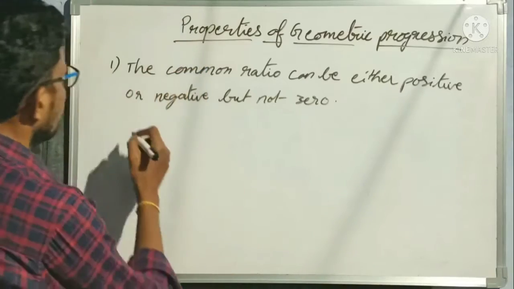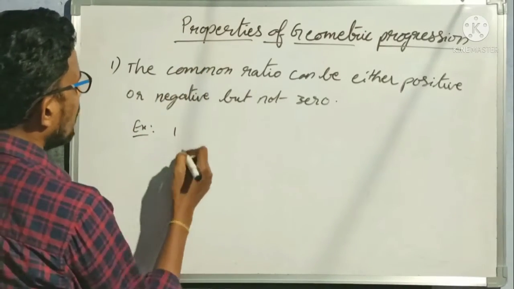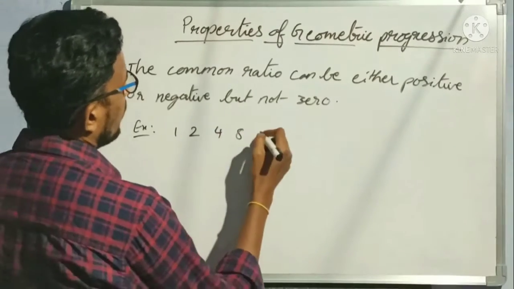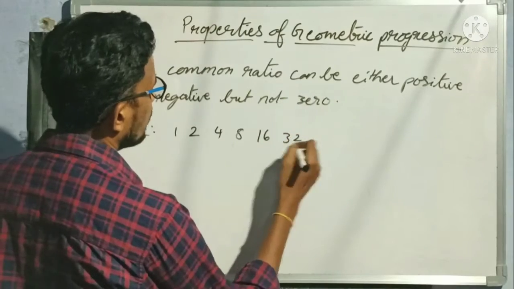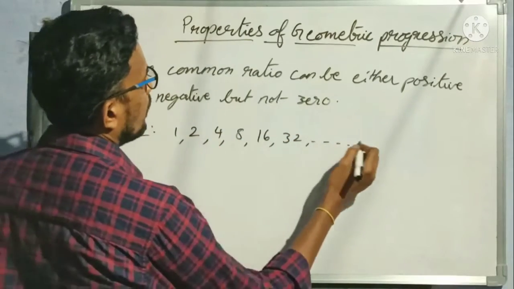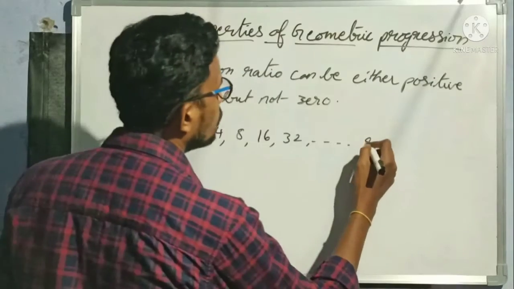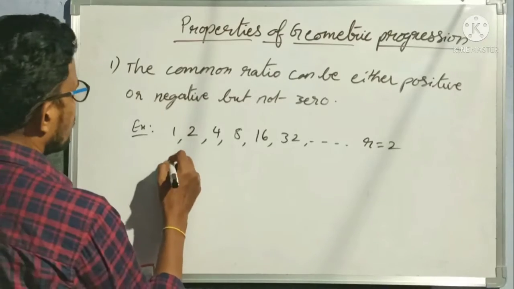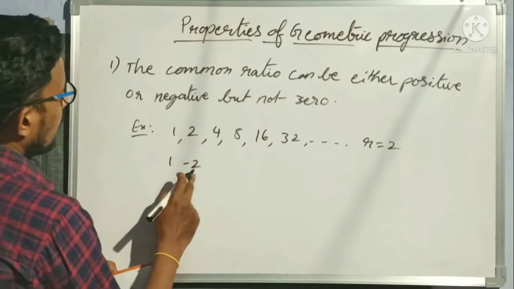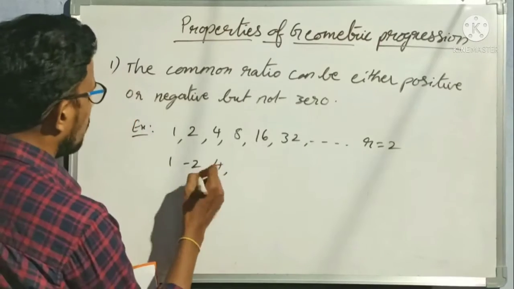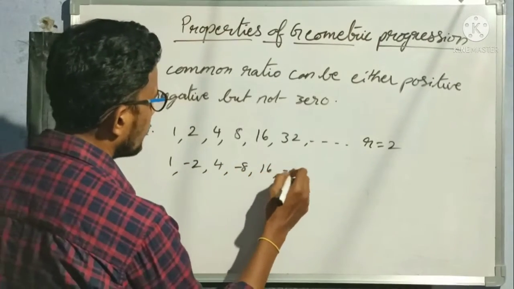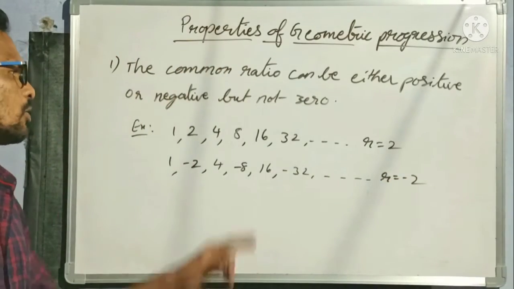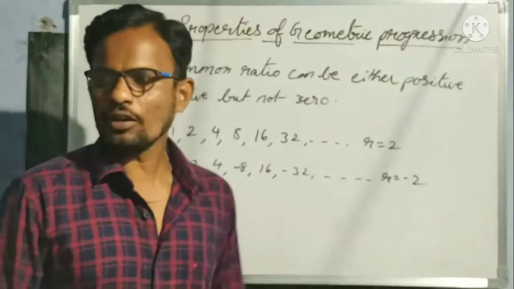For suppose, see here, I am taking one example: 1 into 2 is 2, 2 into 2 is 4, 4 into 2 is 8, 8 into 2 is 16, 16 into 2 is 32 and so on. Yes, here my common ratio r is equal to 2, right? Even if it is minus 2 also it is possible, right? So 1 into minus 2 is minus 2, minus 2 into minus 2 is plus 4, again minus 8, plus 16, minus 32, like this we can take. So common ratio can be either positive or negative, but why can't we take 0?